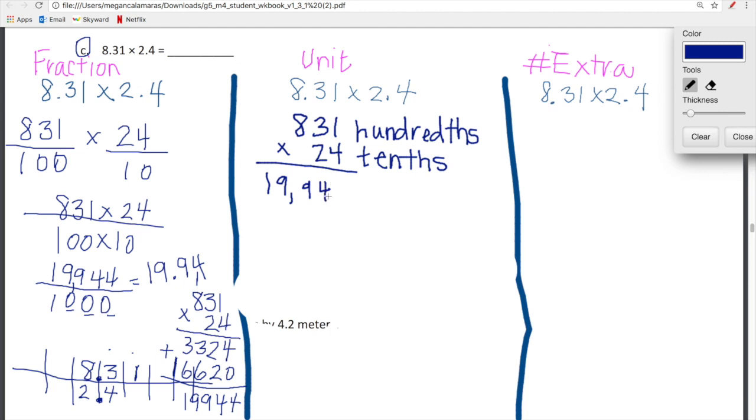So we know 831 times 24 is 19,944. And then hundredths times tenths, well, we did that already. We did 100 times 10 already. We know that's 1,000. So hundredths times tenths is thousands. So we have 19,944 thousandths. Let's transfer that into decimal form.